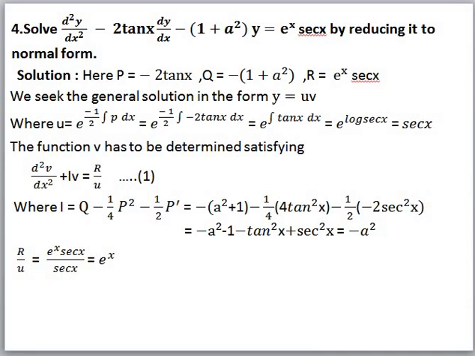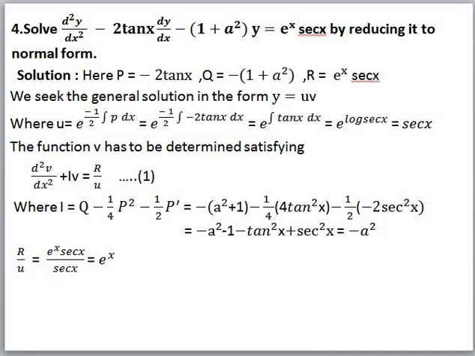So let us choose u is equal to e to the power of minus 1/2 integral P dx, where P is minus 2 tan x dx. 2 get cancelled. Integration of tan x is log secant x. So exponential and log, it becomes secant x. The function v has to be determined satisfying d²v/dx² plus I into v is equal to R divided by u.